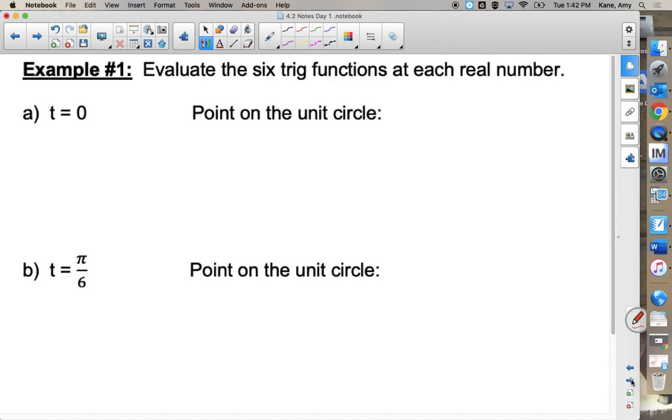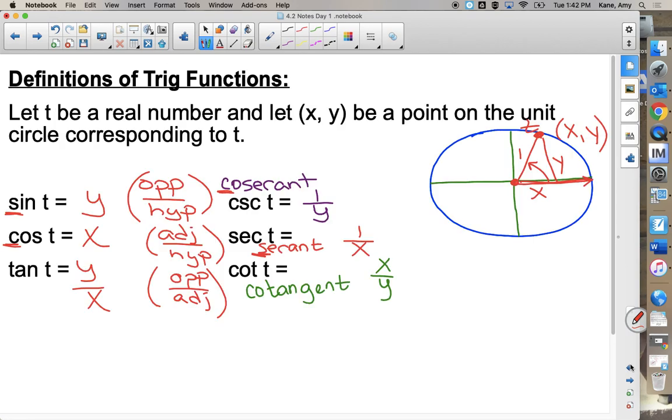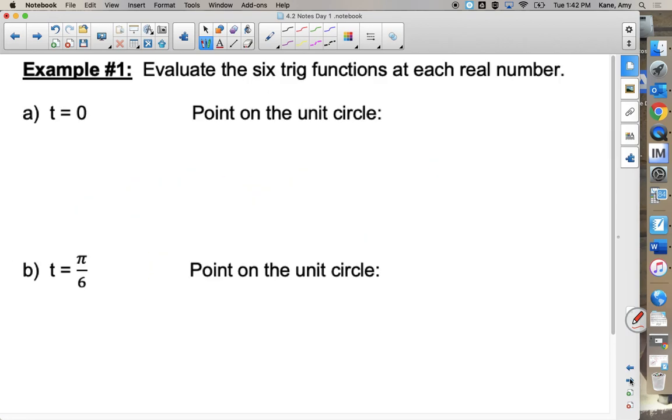So our first angle is angle 0. Evaluate the 6 trig functions. There are my definitions for the given angle. And the first thing it says is the point on the unit circle. So draw yourself a little circle. Put the xy axis in there. Connor, where is angle 0? Just the right side of the x-axis. So that would be my angle.